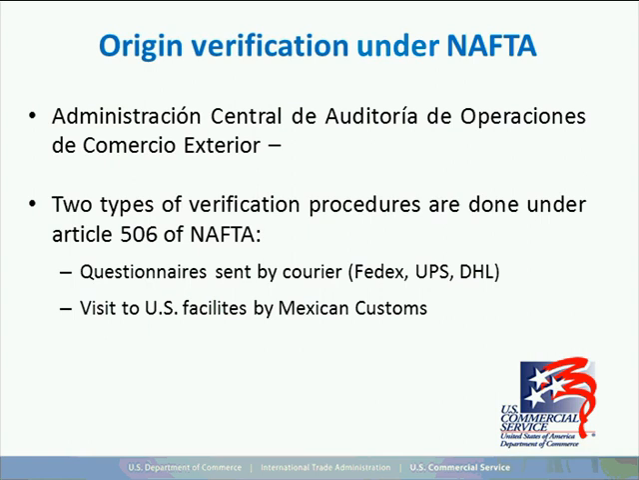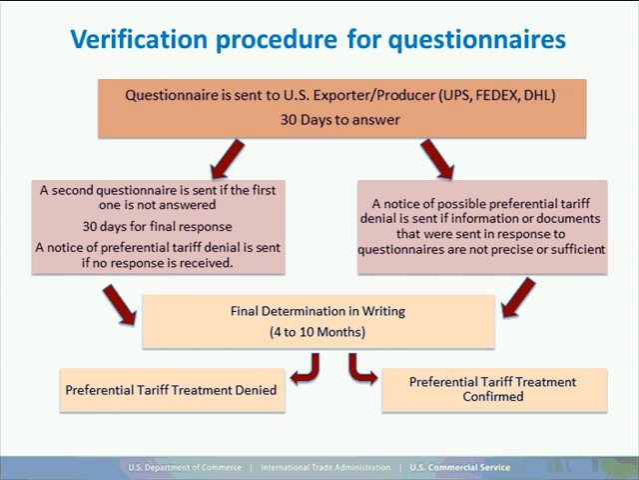And this authority can carry out 2 types of verification procedures under Article 506 of NAFTA. The first one, which is the most common, because it implies less costs for the authorities, is the verification initiated through questionnaires sent by courier services, FedEx, UPS, DHL. The second type is a visit, direct visit by Mexican Customs to the U.S. facilities of the exporter who signs the certificate of origin. So let's talk about the first type, the questionnaire, which is the most common.